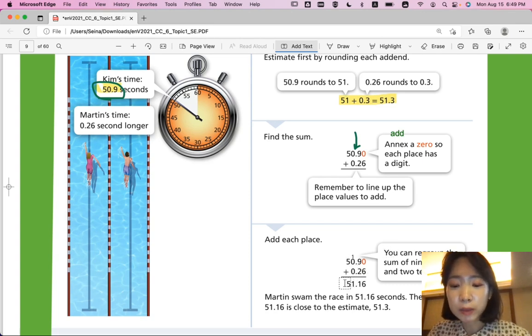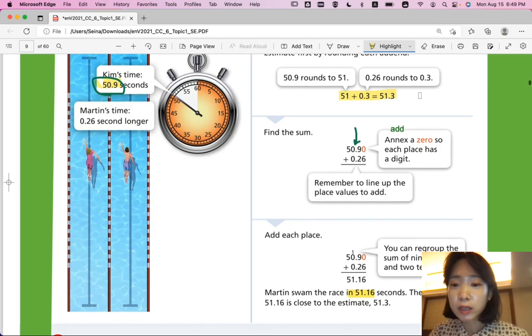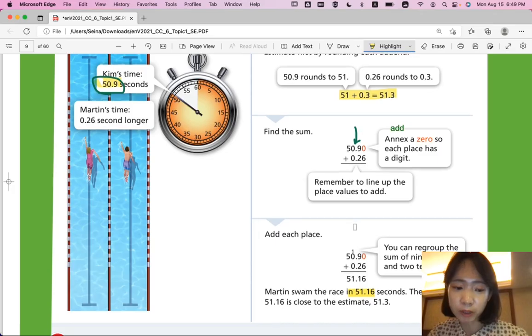So your answer should be 51.16 seconds. Martin swam the race in 51.16 seconds. The sum is close to the estimate 51.3, so our answer is reasonable. Okay, so just make sure that you annex a 0 when it's needed and you line up the place values before you add or subtract.